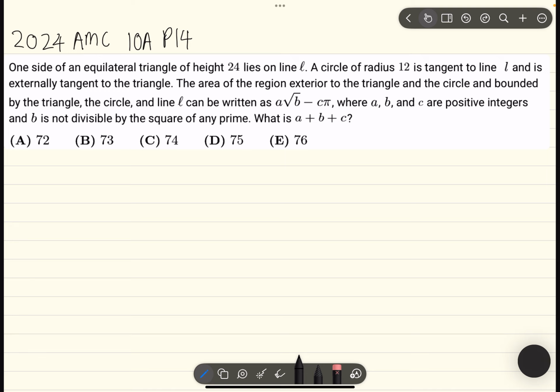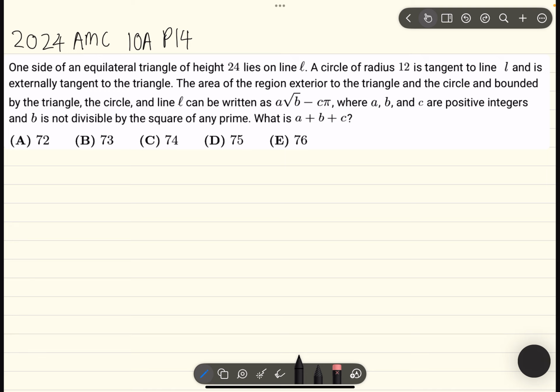The area of the region exterior to the triangle and the circle and bounded by the triangle, the circle, and line L can be written as a root b minus c pi, where a, b, and c are positive integers, and b is not divisible by the square of any prime. What is a plus b plus c? This is clearly a geometry problem. And to solve any geometry problem, let's just first draw a graph.